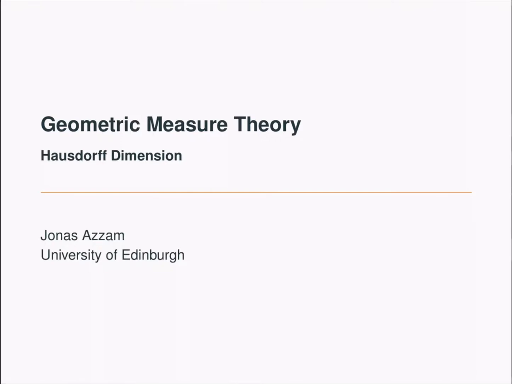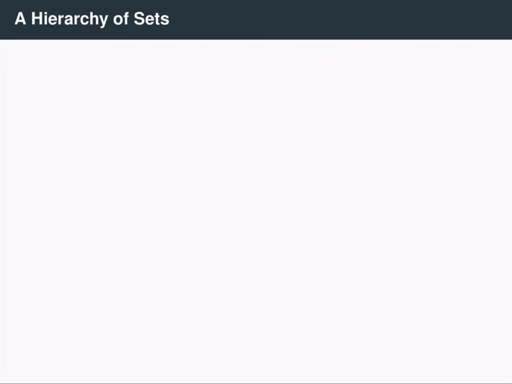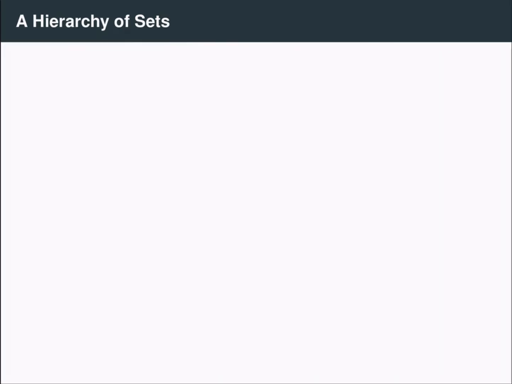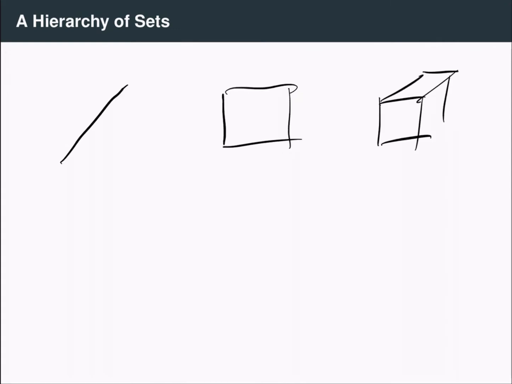Now that we have defined Hausdorff measure, we can use it to define the Hausdorff dimension of a set. So let's consider a simple problem of comparing sizes of sets. Let's say we have a curve, a square, and a cube. Let's say I ask you which one is bigger. Well, we have to agree on what we mean by big in this case.